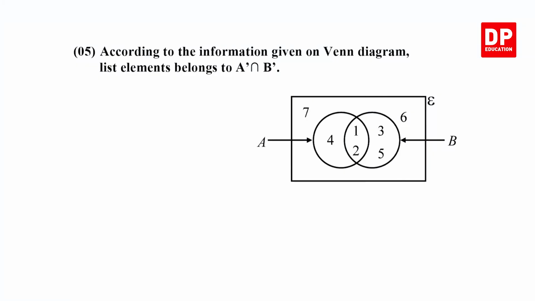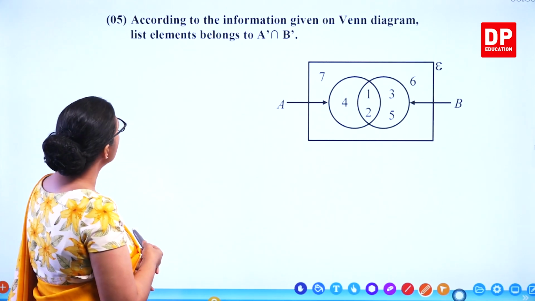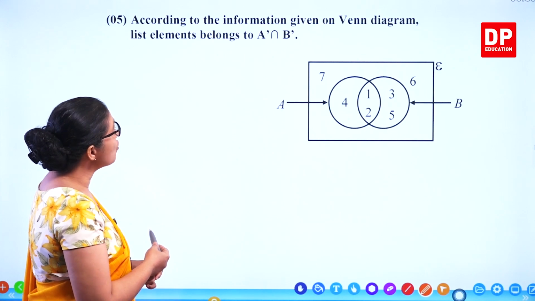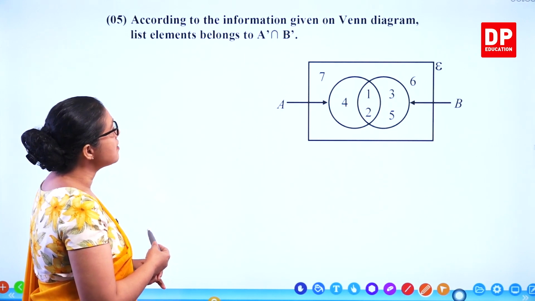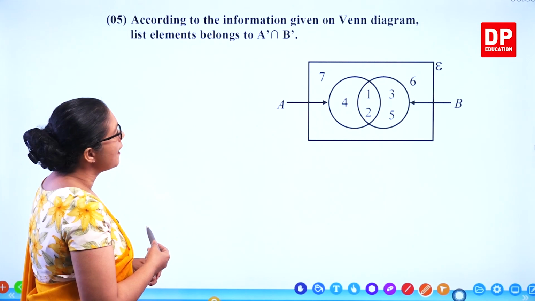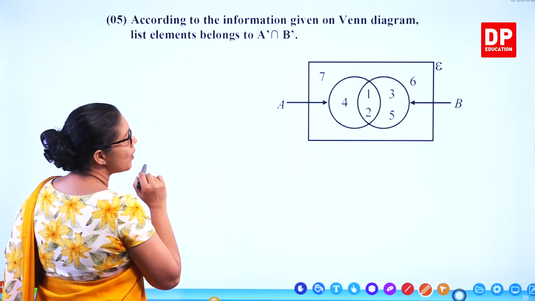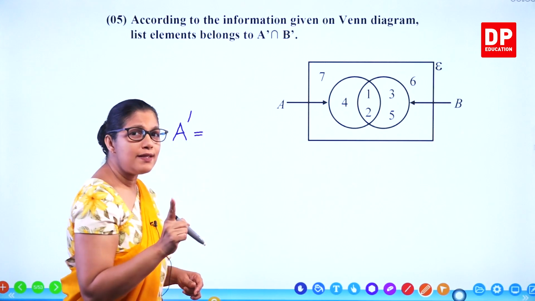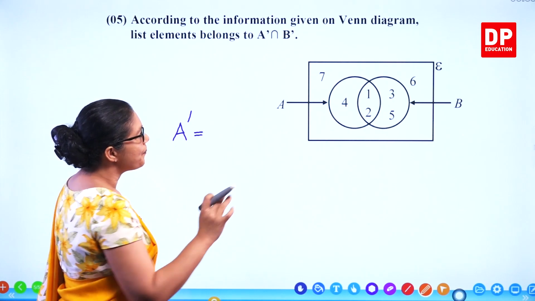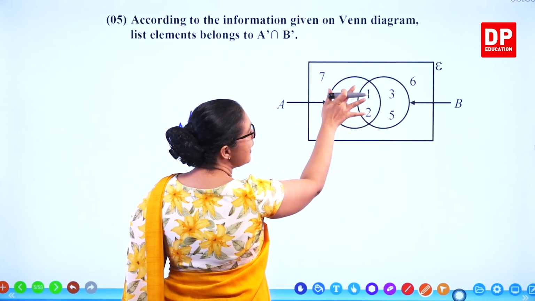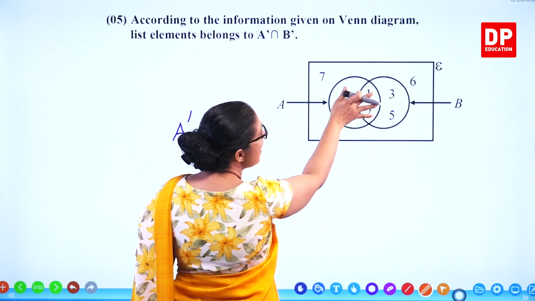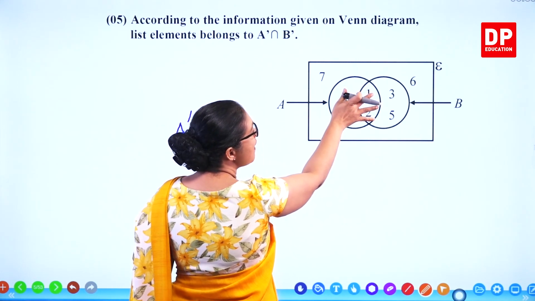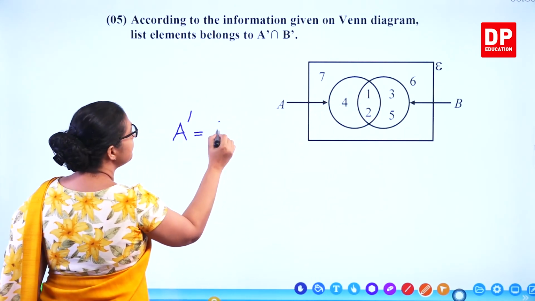Question number 5. It's a Venn diagram. According to the information given on the Venn diagram, list the elements belonging to A dash intersection B dash. So first we need to identify what A dash and B dash are. What's A dash? A dash means not belonging to A. So when you close the circle A, what are the elements outside A? 3, 5, 6, 7.